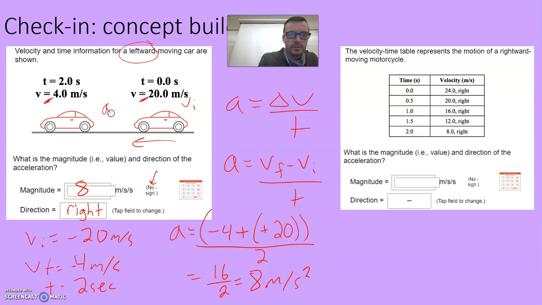What we would say here is that your acceleration is to the right because your velocity to the left is changing. That's slowing down in this case.